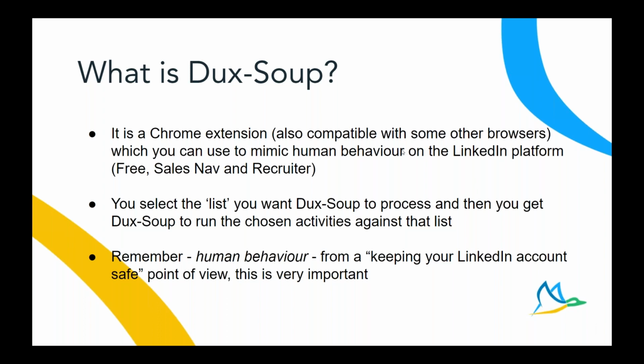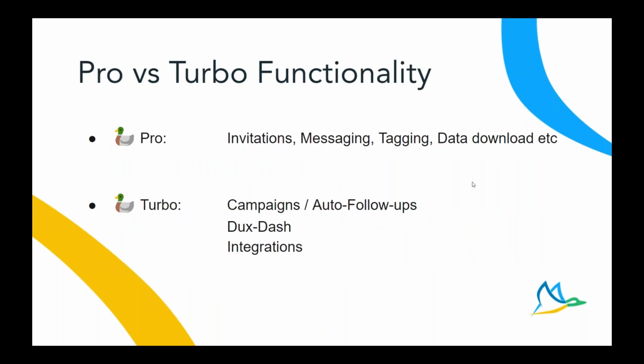So what we'll move on to now is Pro versus Turbo, the functionality. We've touched on Pro a couple of times. We've done that in many of our webinars in the past, and I'm just trying to find the appropriate web page. Here we go. With Pro, you can send out your invitations. You've got the first degree messaging, tagging, downloads, etc.